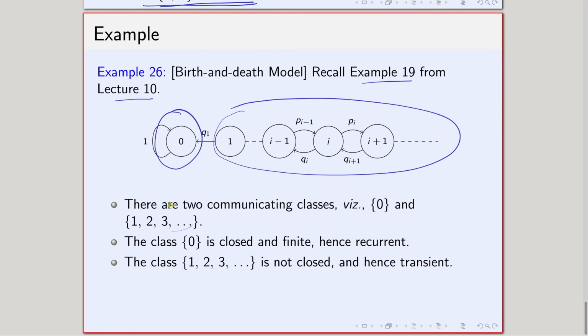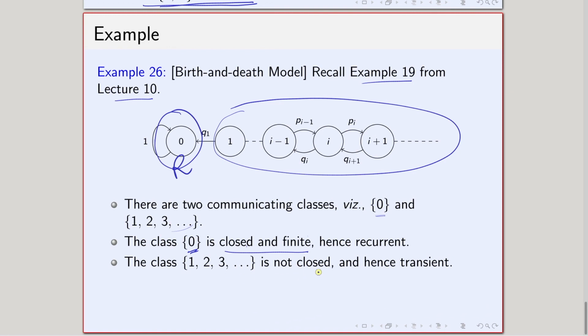In this case 0 is closed, because once I am in 0, I stay in 0, since it is an absorbing state. The class has only one member, so it is finite. So this is a finite and closed class, which means state 0 is recurrent, and the class consisting of 0 only is a recurrent class.